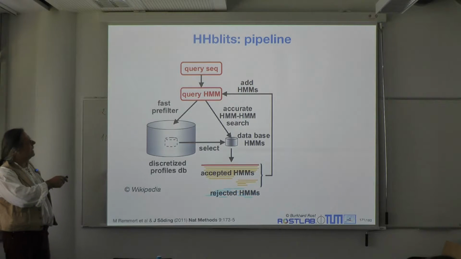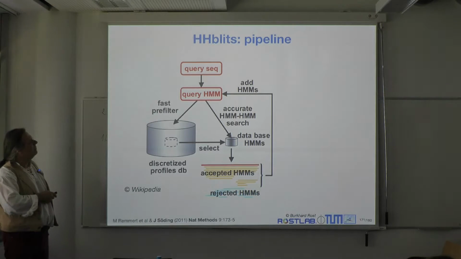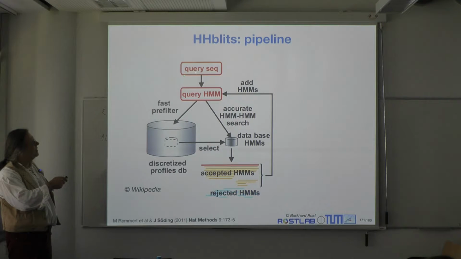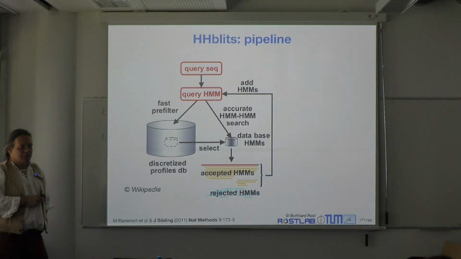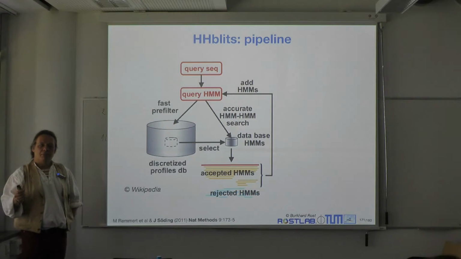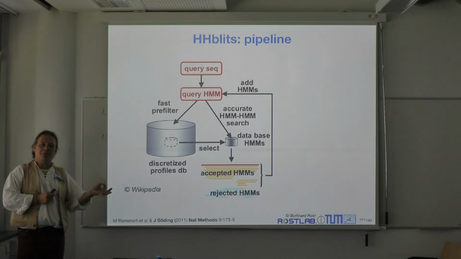In principle, it's the same thing, except it is also put into the pipeline of hidden Markov models. Query sequence, query HMM, you have a fast pre-filter, you have an accurate HMM search, which in this particular case is not really a profile search, but a consensus type of sequence.